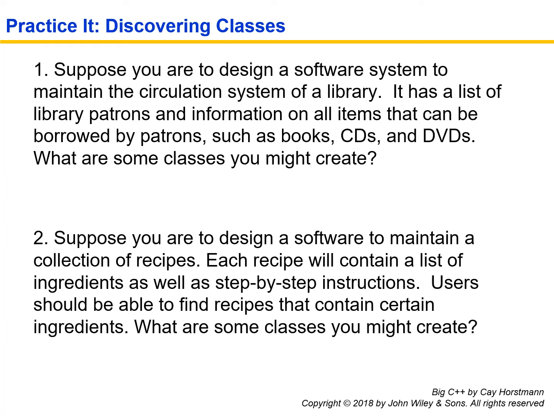Some practice. Suppose you're to design a software system to maintain the circulation system of a library. It has a list of library patrons, so you need a patron object. It has all the items that can be borrowed by patrons, so you need item objects, which could then be a book, a CD, or a DVD. Suppose you want to design software to maintain a collection of recipes. The recipe contains a list of ingredients, so you need to aggregate ingredient objects, and it needs a list of steps or instructions, so you need an instruction object.